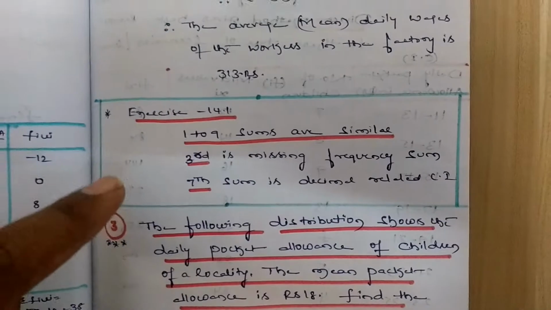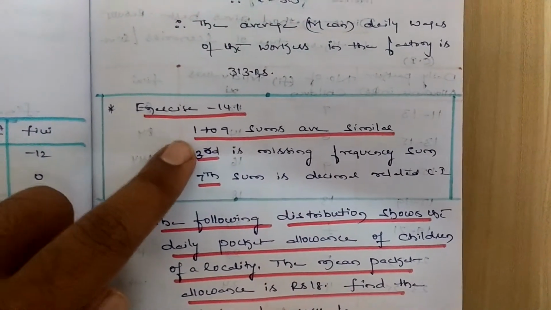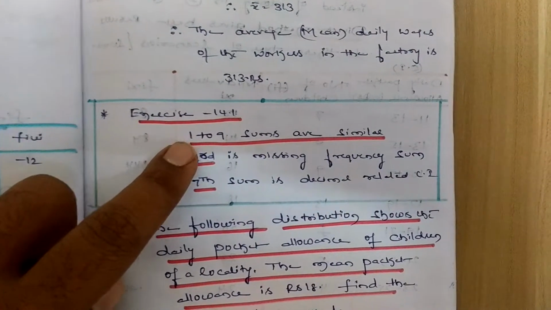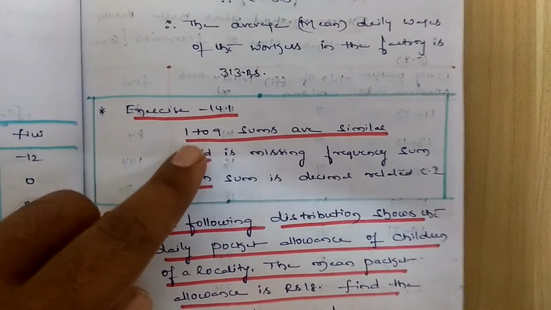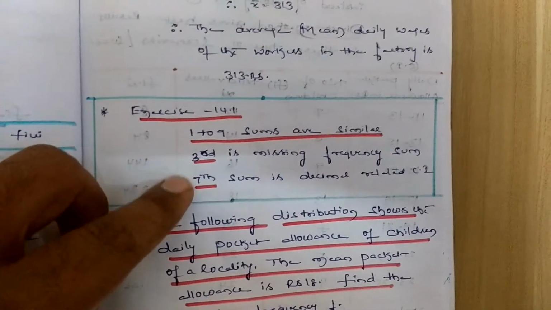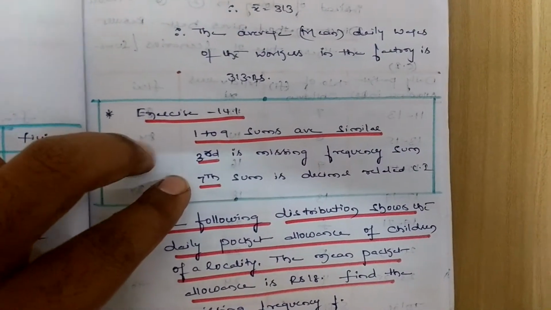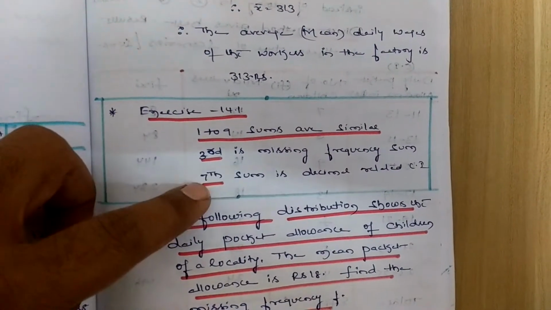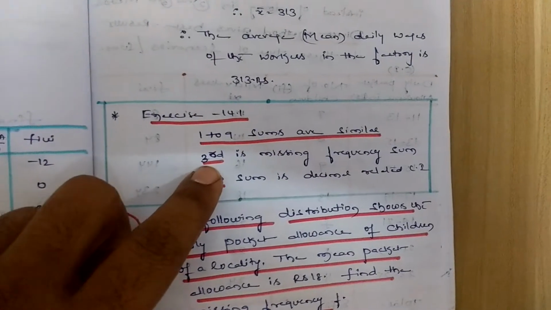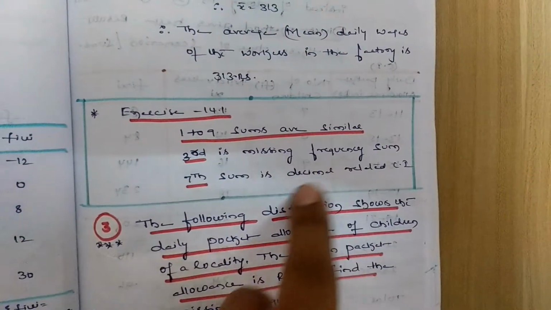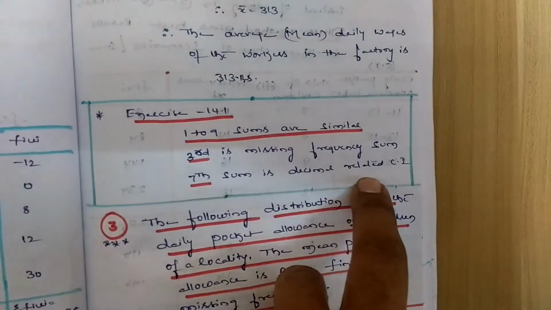Hi students, in exercise 14.1, sums 1 to 9 are similar. Among them, the third sum and the seventh sum are somewhat different. I am going to explain these two sums in this video. The third sum is a missing frequency sum and the seventh is a decimal-related class interval.